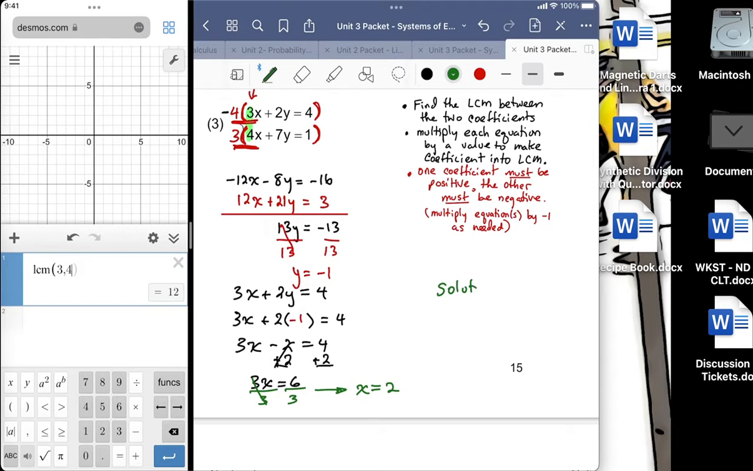Again, my solution is going to be 2 comma -1. All right, x comma y. All right, so 2 comma -1, x comma y. All right.